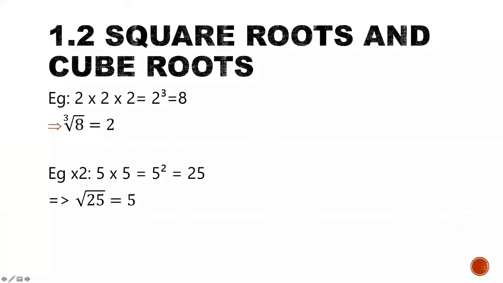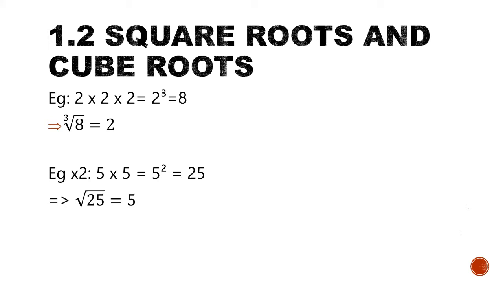Now we will go through square roots and cube roots because it is in revision, so I will go through it very quickly. So this is an example about square roots and cube roots. 2 times 2 times 2 is equal to 2 cubed, and it's equal to 8. And for the inverse equation, it is the cube root of 8 equal to 2.